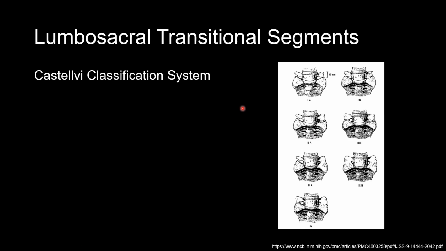Here is the classification system by Castellvi, and you can see the Type 1 is just an elongated or widened or spatulated transverse process. Here it's bilateral, type B for bilateral, A for unilateral. Here, type 2, we have an articulation. Type 3 is fusion. And type 4 is mixed. So usually you'll have a type 2 and a type 3.